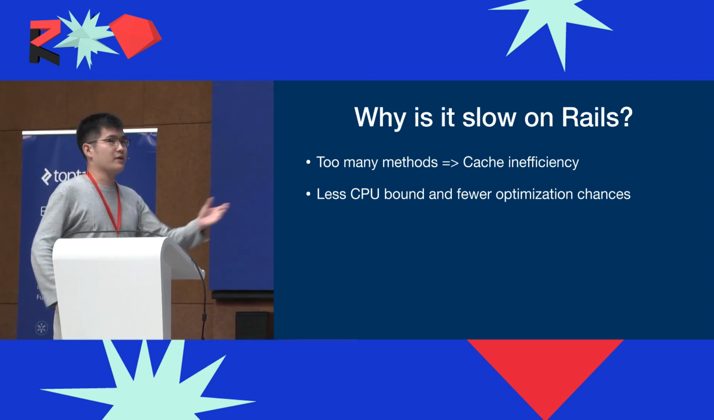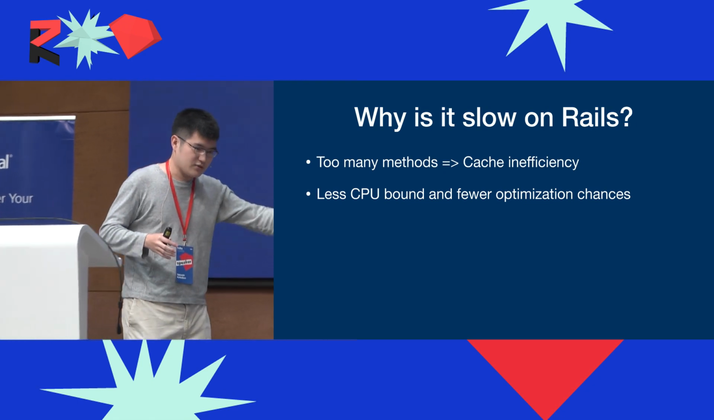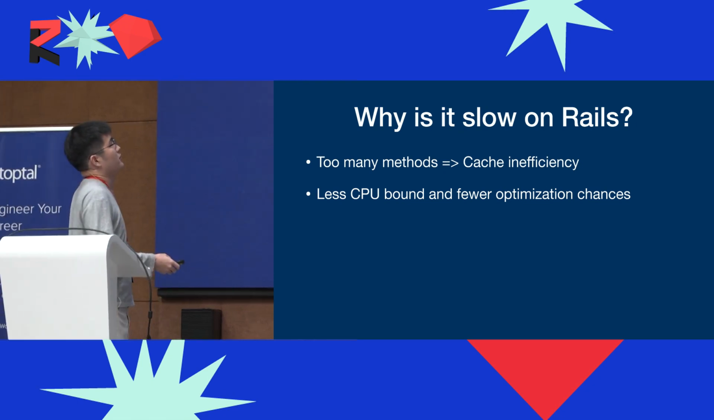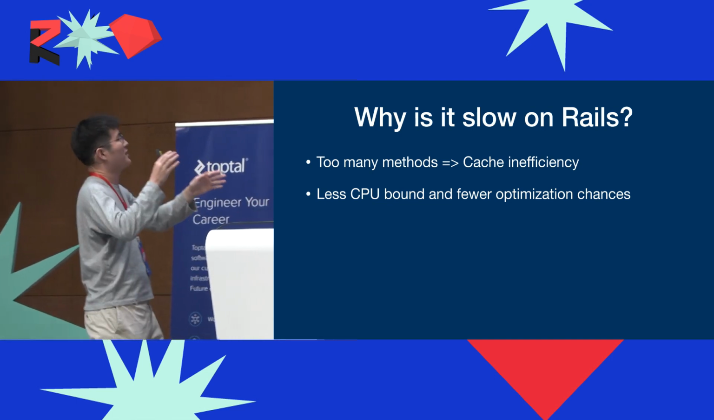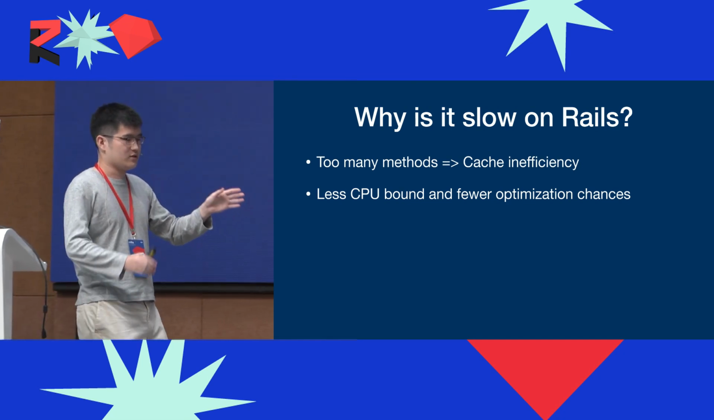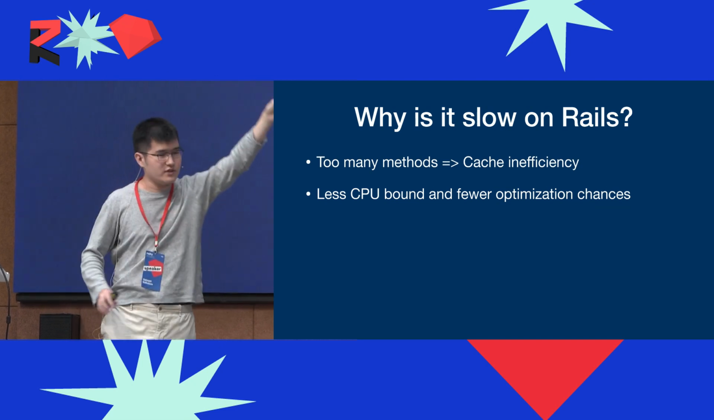By having a lot of native code in memory, and loading that for every JIT method call, it becomes slower. I'm going to explain that later, but also Rails has a lot of methods, so it increases cache pressure: too many methods hurt cache efficiency.